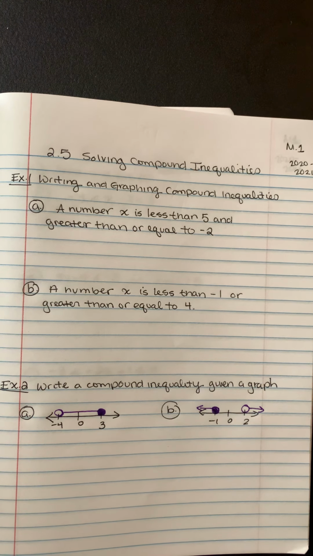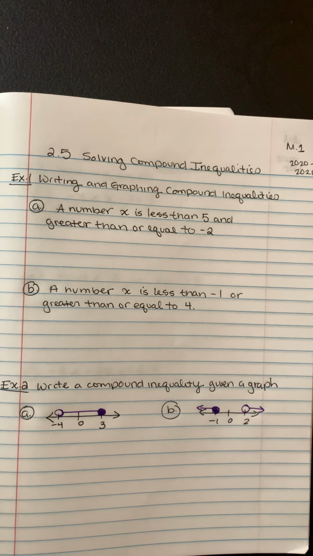All right, students, here's your 2.5 notes. Solving compound inequalities. Some vocabulary. It's also in your textbook. A compound inequality is formed by joining two inequalities with the word "and" or the word "or." Okay, so that's a compound inequality when we're joining two inequalities.